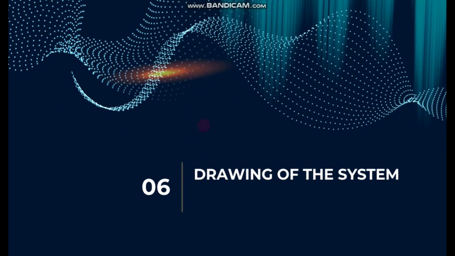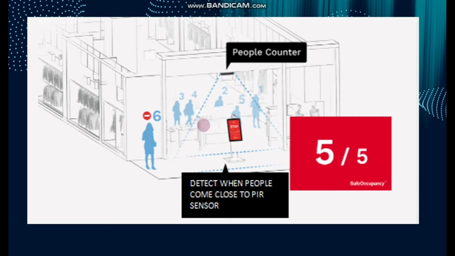Now I'm going to present the drawing of our system. This is our drawing for our project. Here will be the entrance and here will be the exit. Here the LCD will be placed so that the customers can see the count whenever they enter the shop, and it will also change accordingly when the customers exit. We use PIR sensors to detect people's entrance. That's all from me. Thank you.